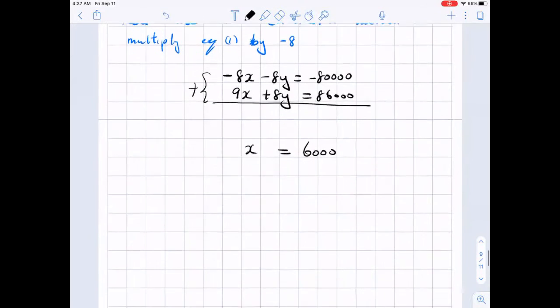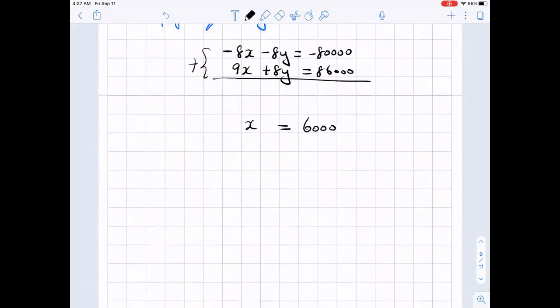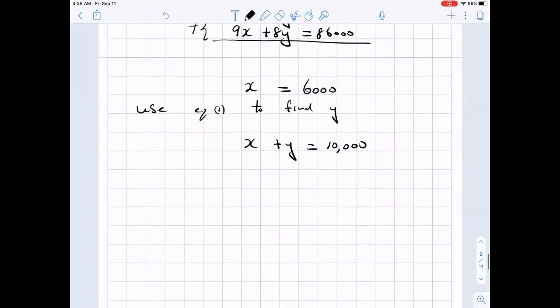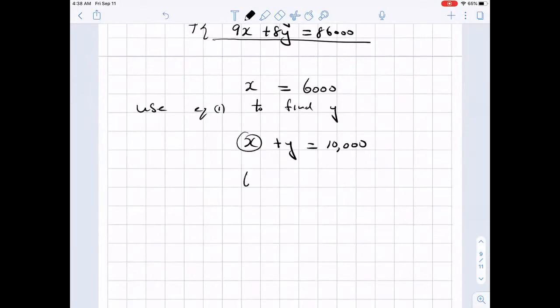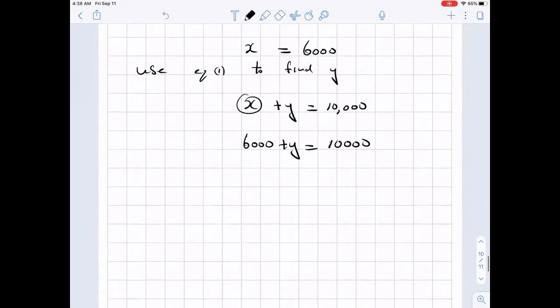Now remember, use equation 1 to find y. X plus y we know is 10,000. So x is 6,000 plus y is equal to 10,000. We can minus 6,000 on both sides. So we have y is equal to 4,000. Now you cannot just say x is 6,000 and y is 4,000 because we have to say what x and y are.